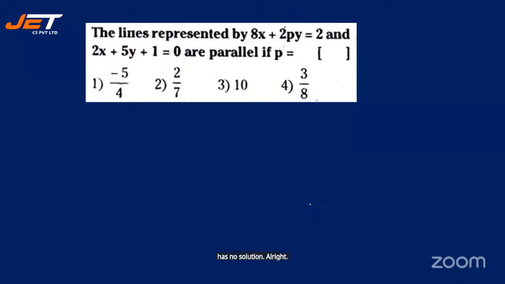The lines represented by 8x plus 2py is equal to 2 and 2x plus 5y plus 1 is equal to 0 are parallel if p is equal to.